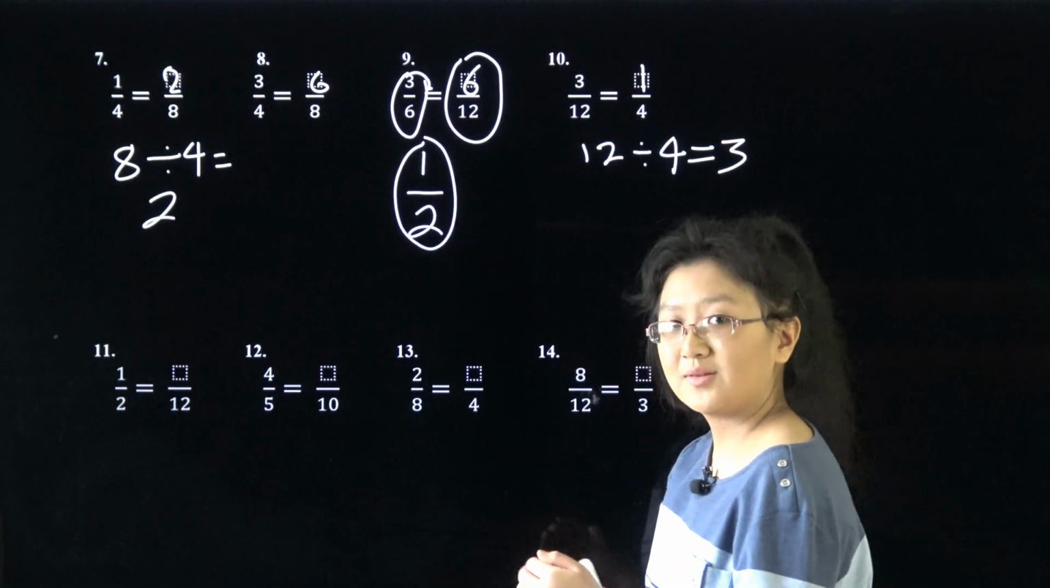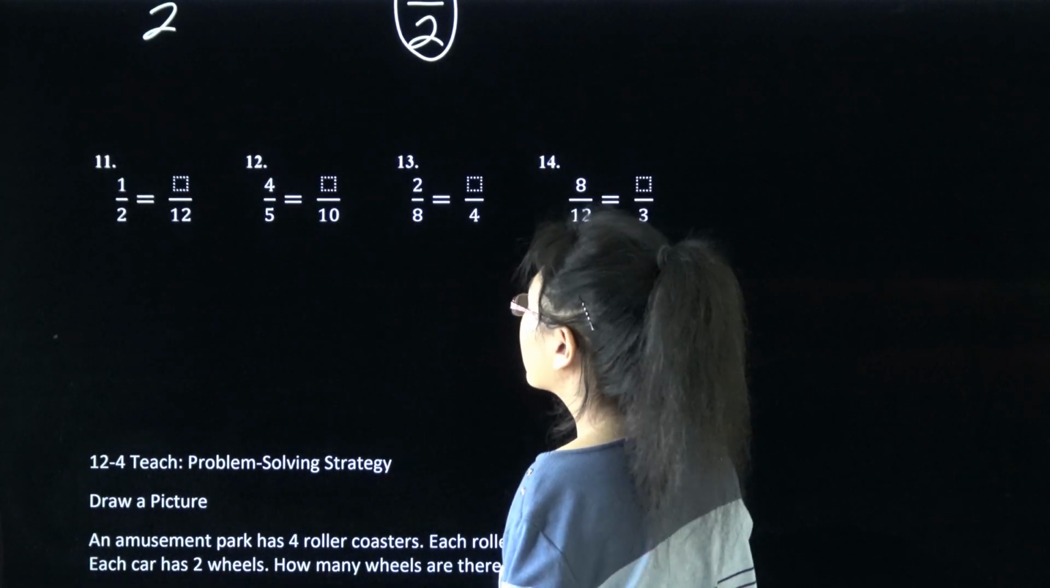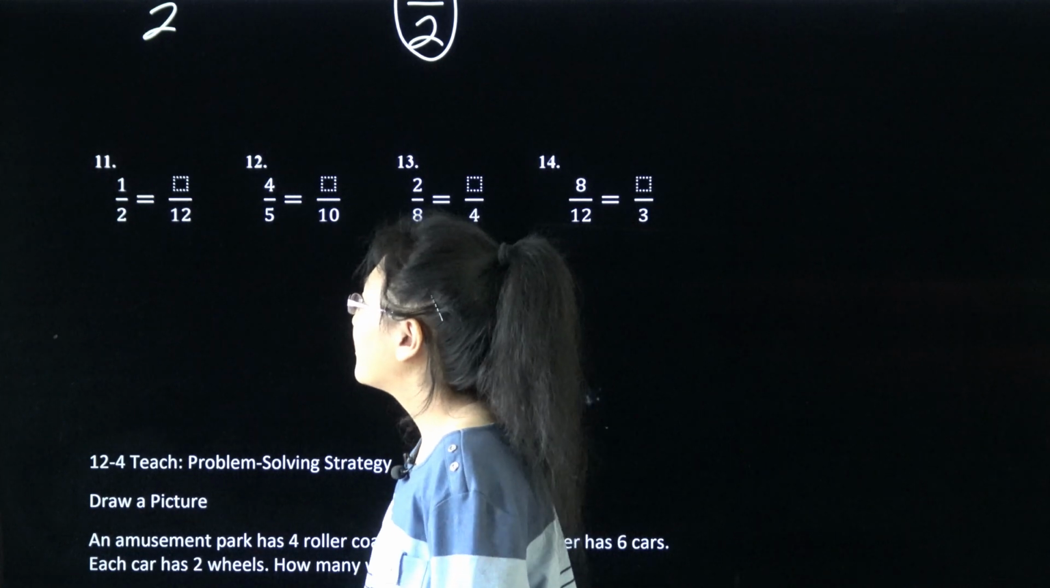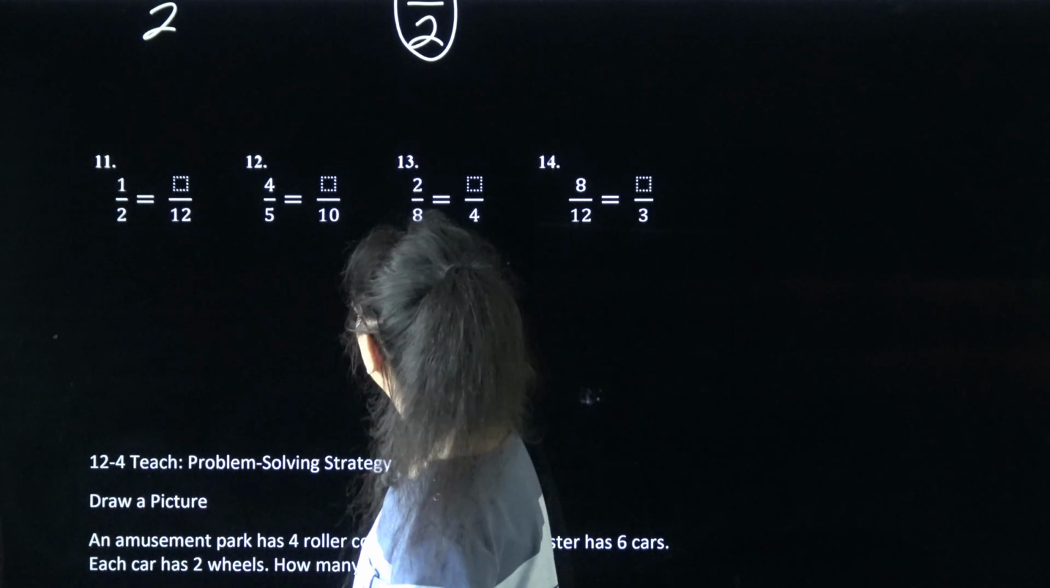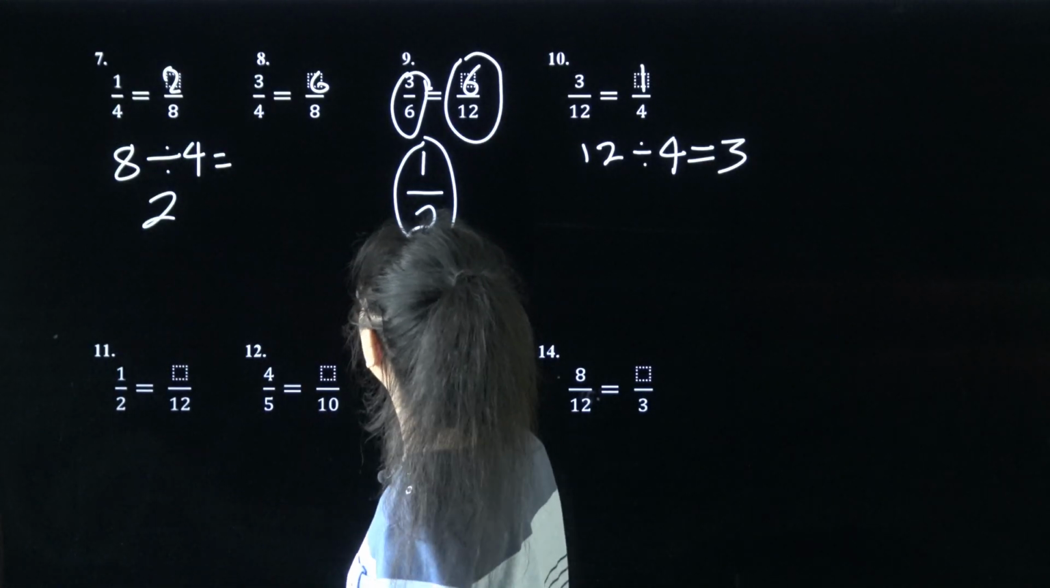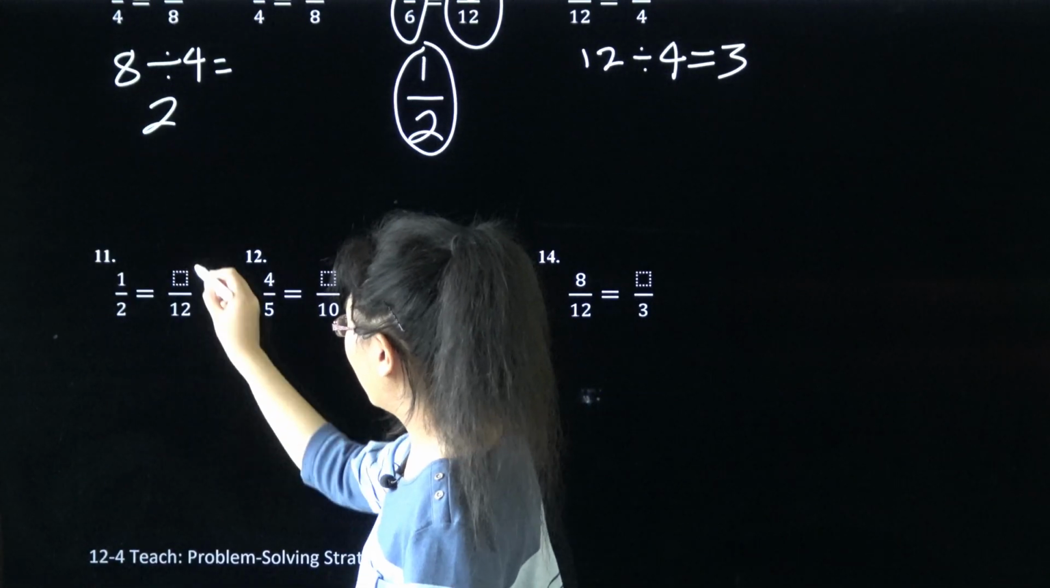Now we're done those questions. Yay! We have these questions now. Oh, look! 1 over 2 equals 10 over 12. And 1 over 2 is equal to 3 over 6. And 3 over 6 is equal to 6 over 12. So I guess we already know the answer to that.